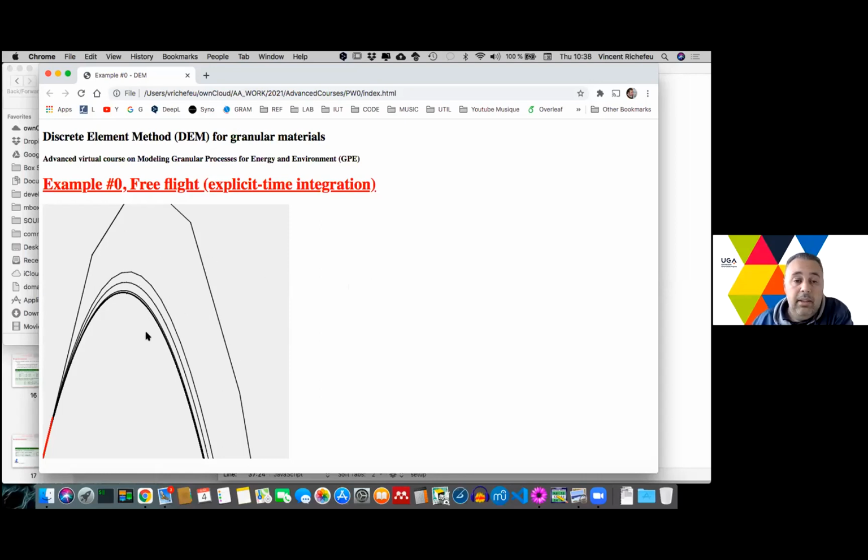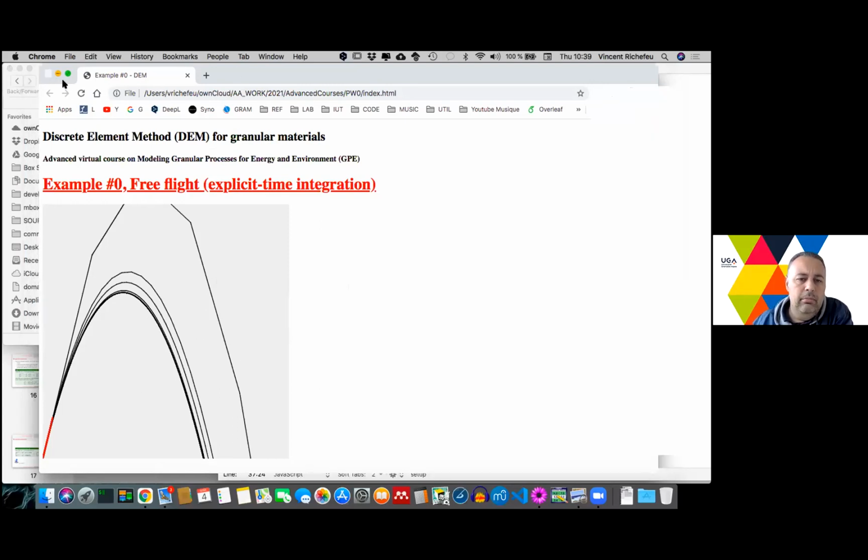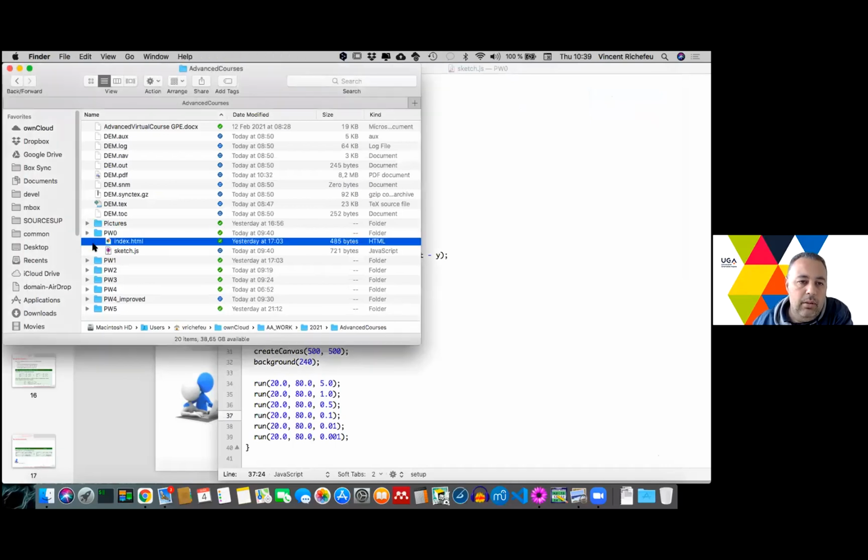So this is exactly the way we perform the integration in the DEM code. The only thing which is missing is the fact that we don't have force laws here. We only have gravity. So let's have a look at another example where we will have a force law.